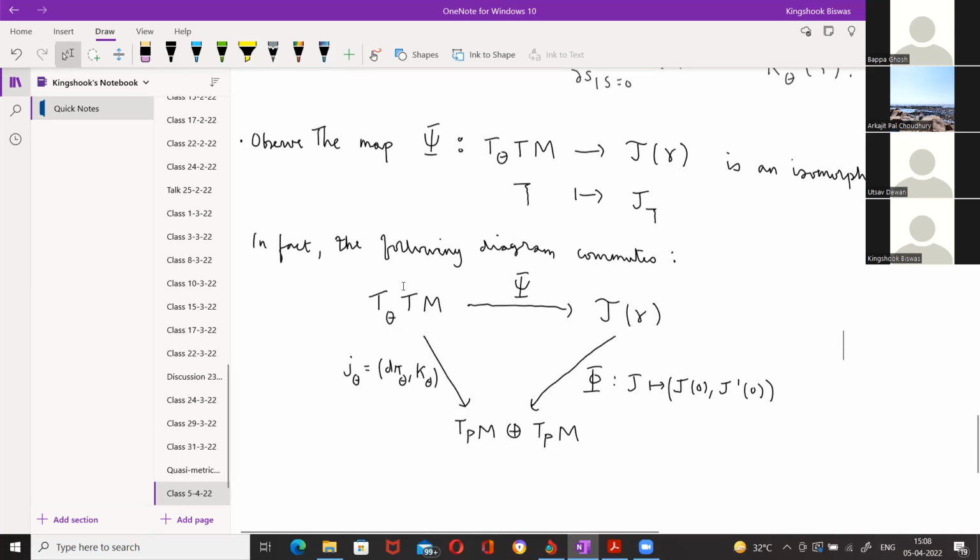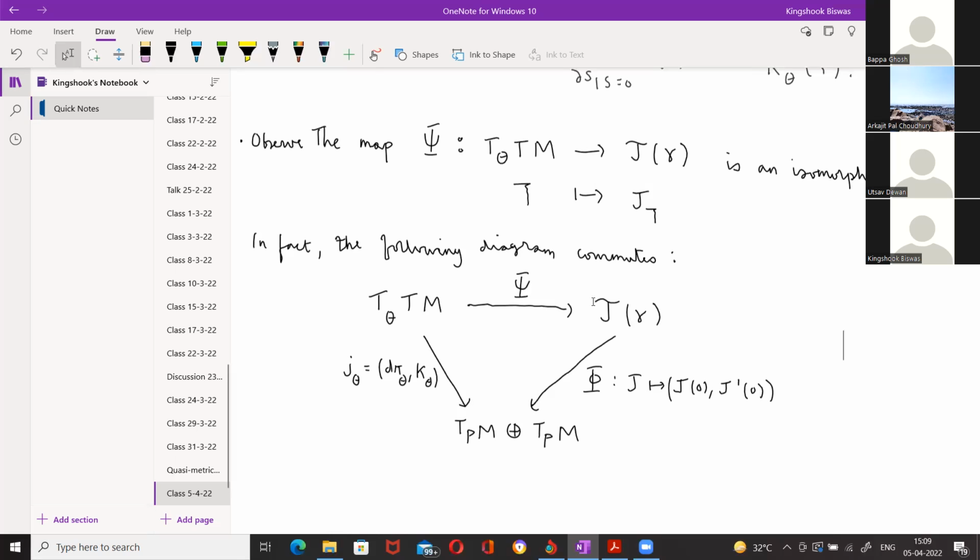So these two maps are isomorphisms. This j theta we already saw is an isomorphism, and this phi we showed above is an isomorphism. So obviously this diagram commutes, and this arrow is also an isomorphism. That's why Jacobi fields are important in another sense now, because we can think of the space of Jacobi fields as the tangent space to the tangent bundle. Does it make sense?